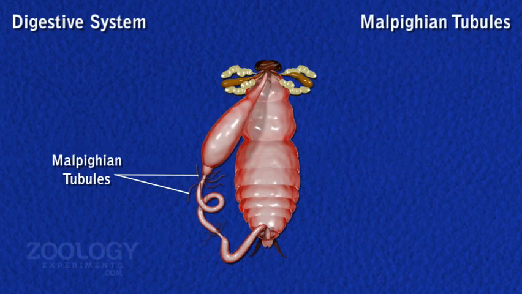Malpighian tubules. From the junction of midgut and hindgut, 80 to 90 very narrow, thread-like, yellow-colored blind tubules project freely into the hemocoel. These are called Malpighian tubules. Hindgut.